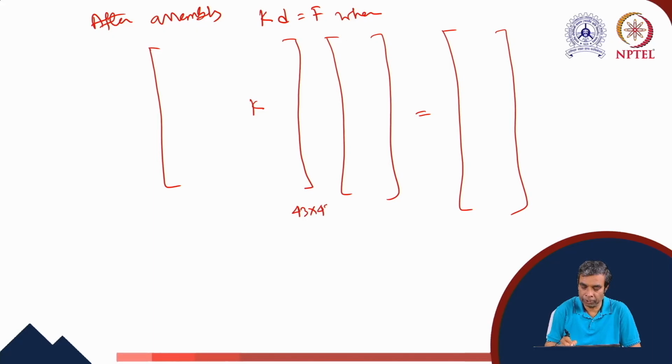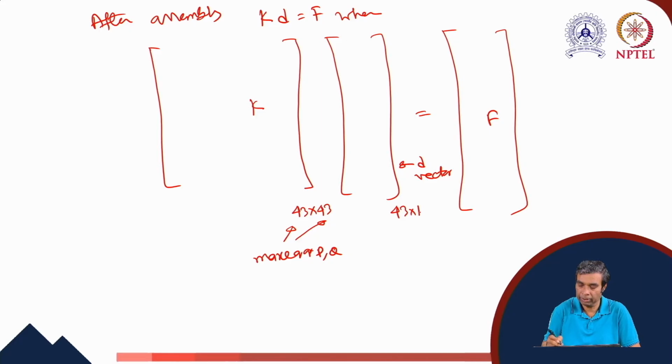This is 43 by 43. So this is max AQ or P comma Q. This is the degree of freedom vector. This is the load vector. So this is 43 by 1. This is 43 by 1.